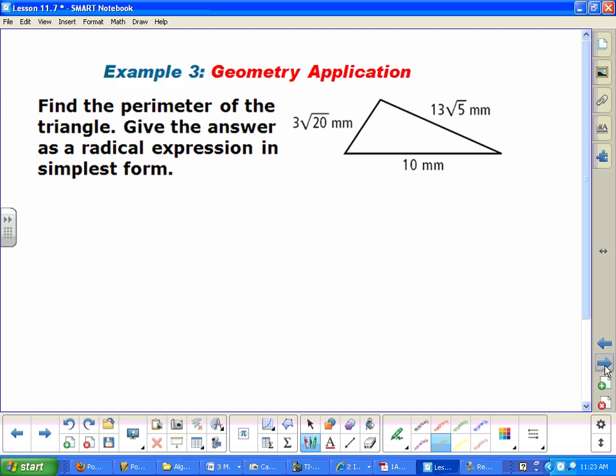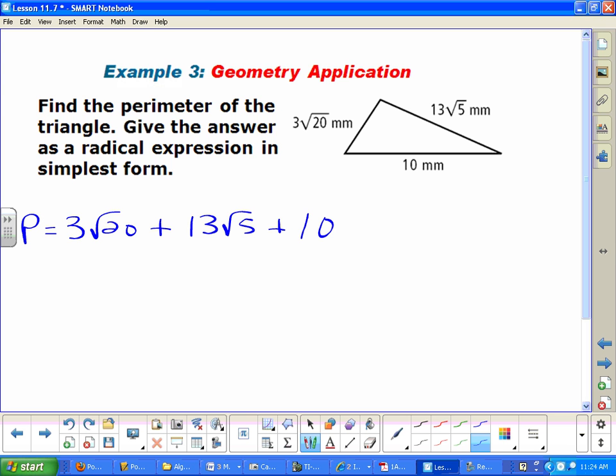Little word problem here then. Find the perimeter of the triangle. Give the answer as a radical expression in simplest form. How do we find the perimeter of a triangle? Okay, add up all the sides for perimeter. So 3 square roots of 20 plus 13 square roots of 5 plus 10. P, or perimeter, equals that.